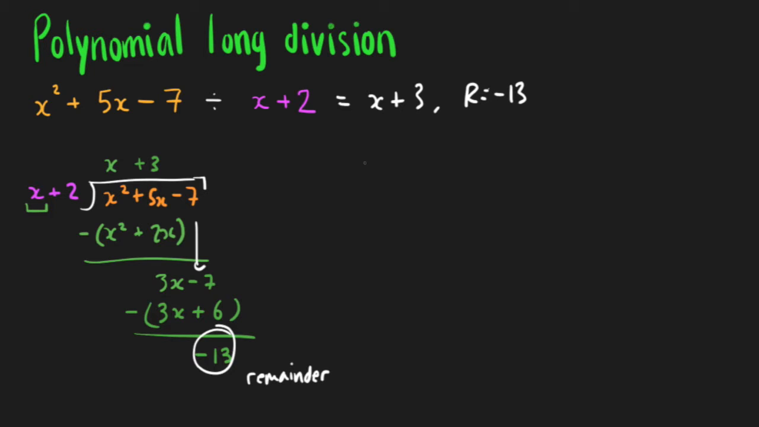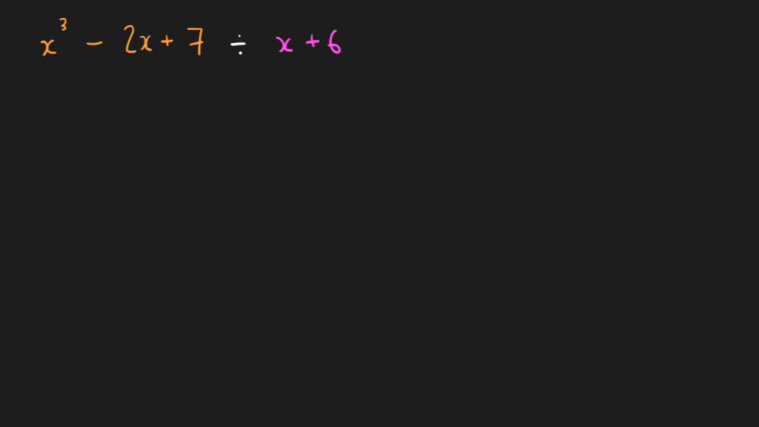Remainder equals negative 13. We've got another example of polynomial long division here. We've got a cubic divided by a linear function. So like before, we're going to do our division symbol over here. And we're dividing by x plus 6, so that goes on the left. What goes on the right? Well, we have x cubed minus 2x plus 7. Okay, let's see where we go with this.